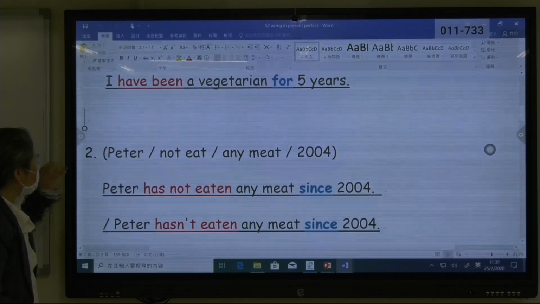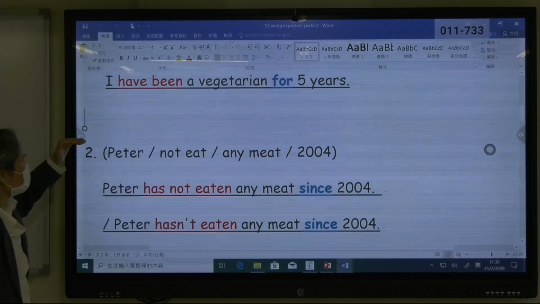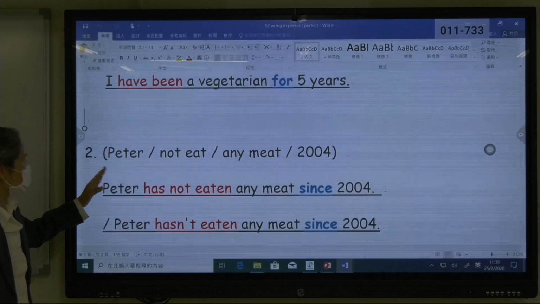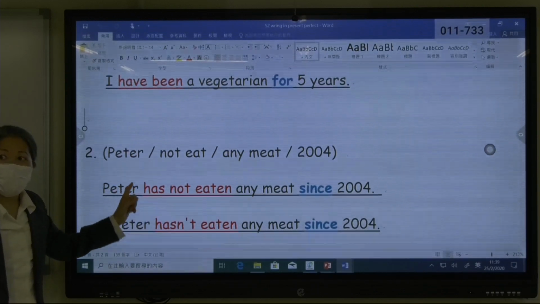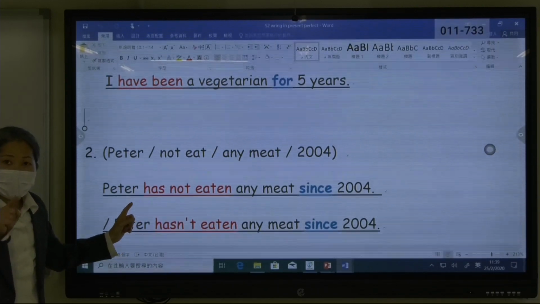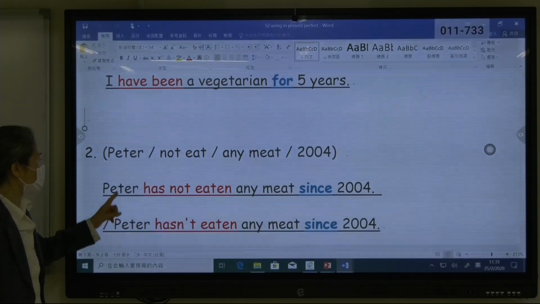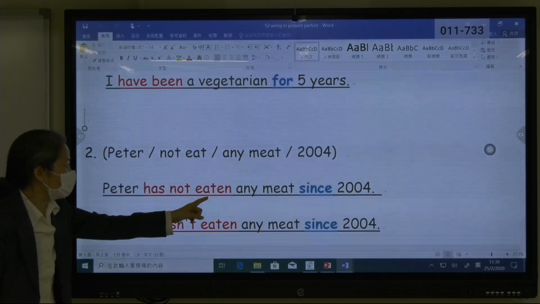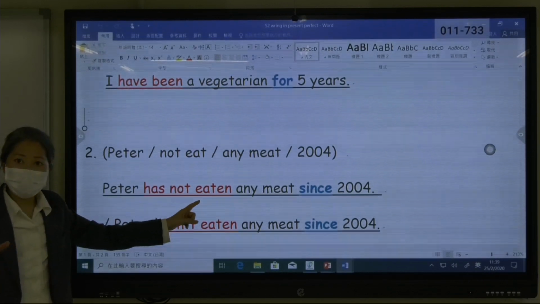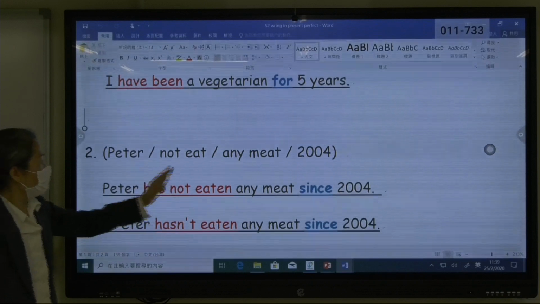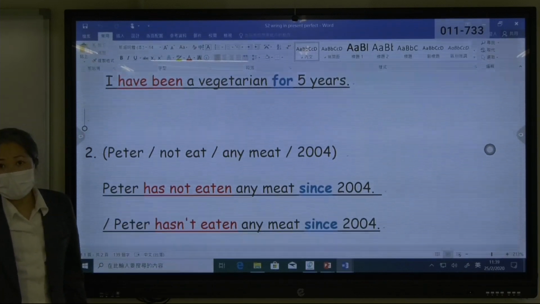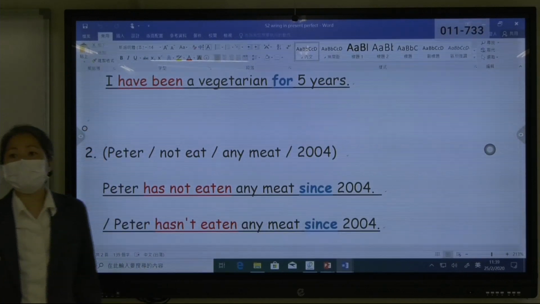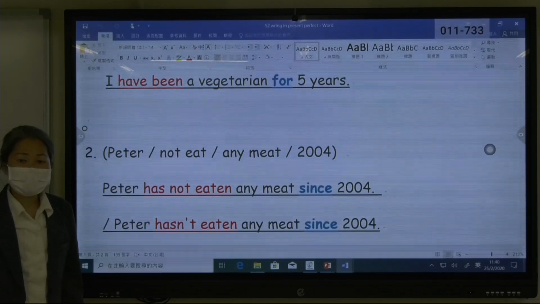And then the second one, example 2. Okay, look here, not eat and meat. Peter, we use has or have here. He, she, it, has. So Peter has not eaten. Eat, ate, eaten. So past participle, eaten. Any meat. How long? 幾耐冇食過肉？Since 2004. Since 2004.